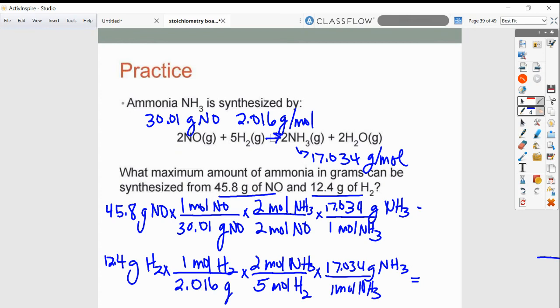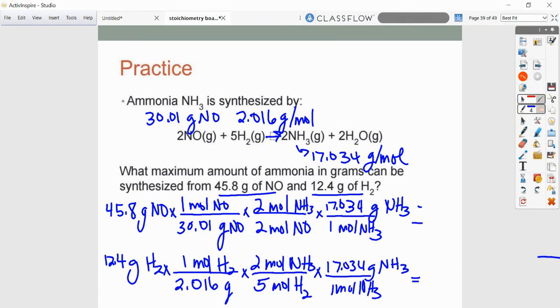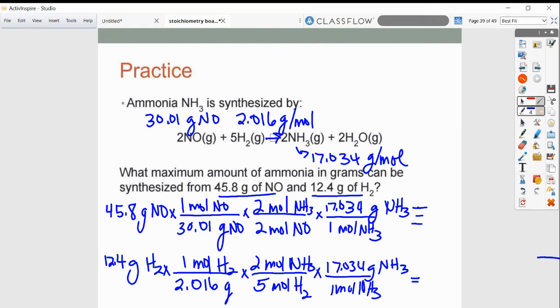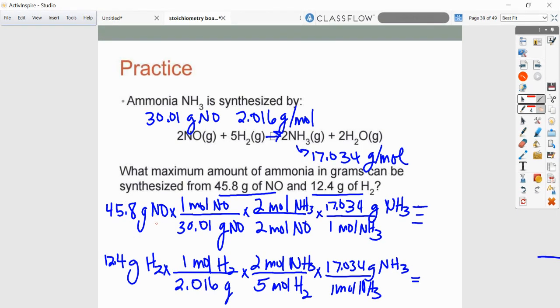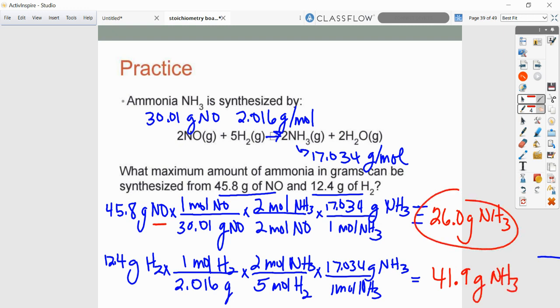Okay, so with this, if we do the math on this, then we would get that for NO, we would end up producing 26.0 grams of NH3 versus 41.9 grams of NH3. So this smaller number is the yield, and NO is going to be the limiting reactant or the limiting reagent in this example.